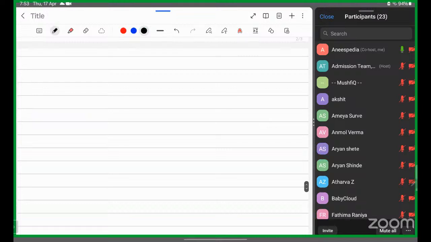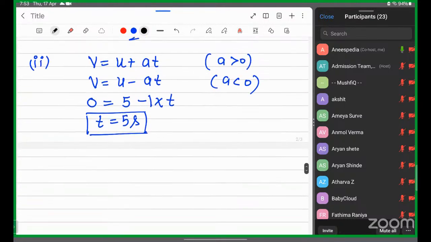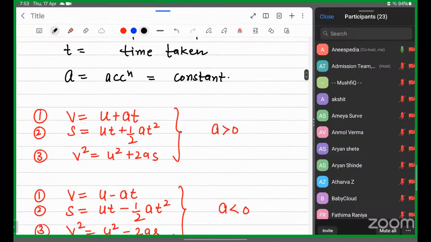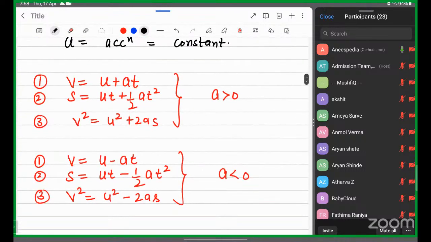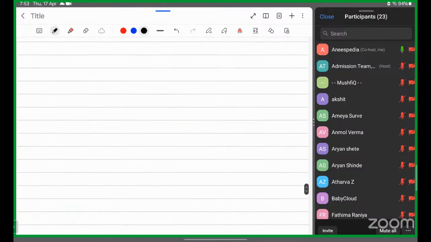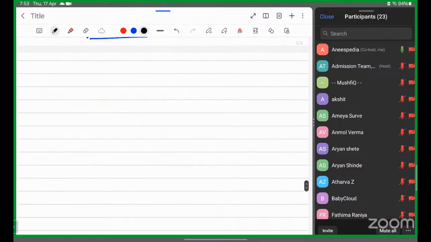Next concept is about if an object is moving in vertical direction. These equations are valid for horizontal direction as well as for vertical direction. If the object is moving in horizontal direction, the parameters will be as they are. We will not change the symbolic representation. But in case of vertical motion of an object in 1D, some of the parameters will be changed.